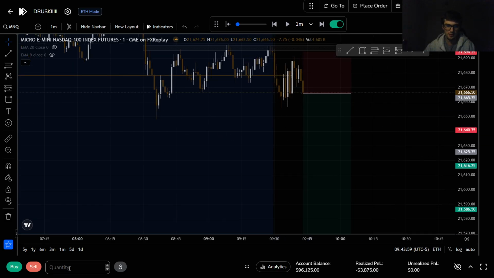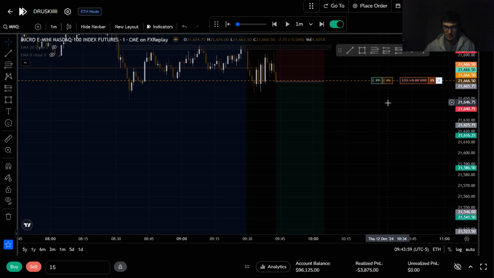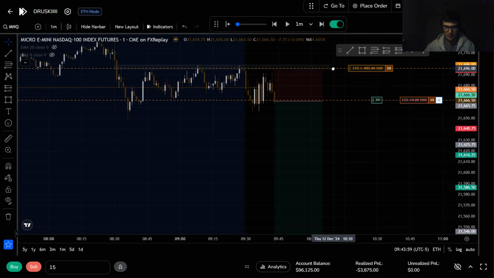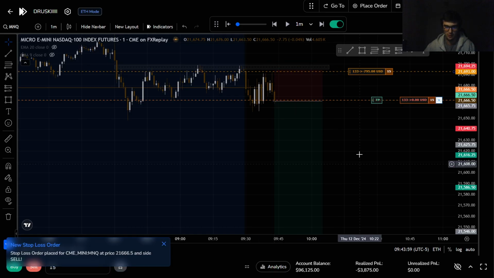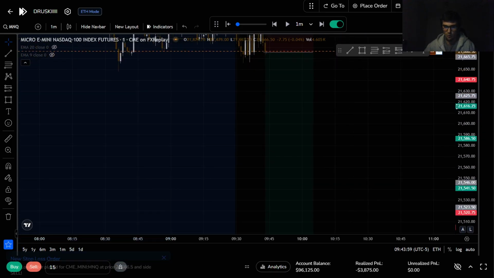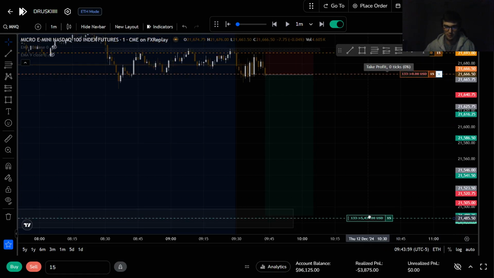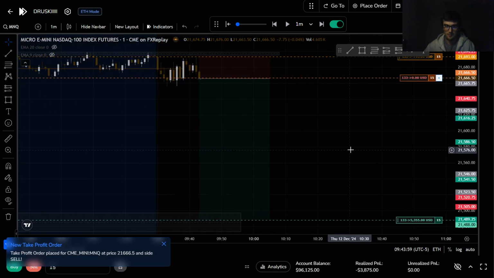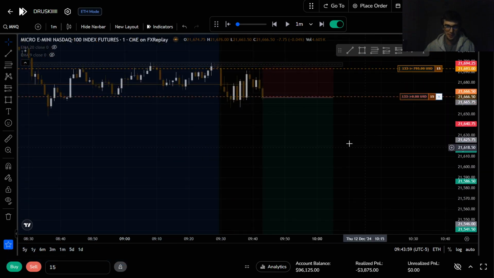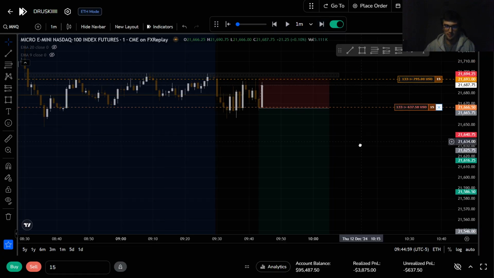So let's just say, hypothetically, we want to risk 15 contracts, 15 micro contracts. And let's say there are stop losses above this wick. This is a 1 to 6 risk to reward. This is huge. Usually I don't get a lot of trades that are 1 to 6, but let's see what happens. Okay, bam.